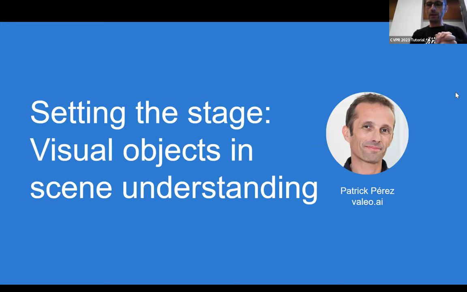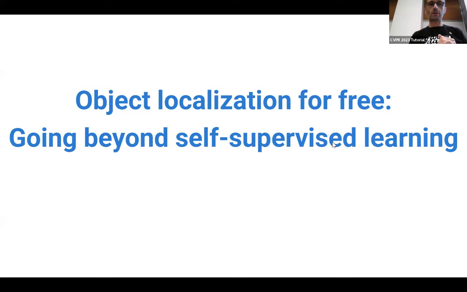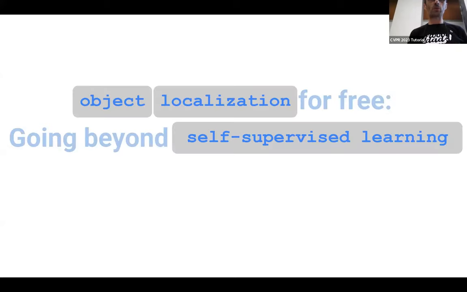And in particular, I figured that I could try and elicit a few of the words which are in the title of this tutorial. And maybe a bit to my surprise, it turned out not to be so easy. So in particular, the words object, localization, and self-supervised learning, I'll try to give some context about all of these. And for free and going beyond, I will probably leave that to the few other speakers. So let's see how we can shed some light on these terms.